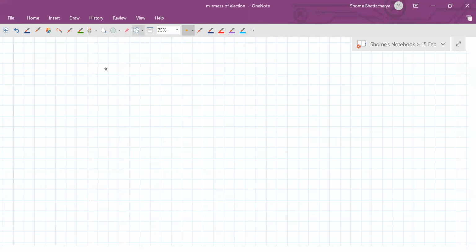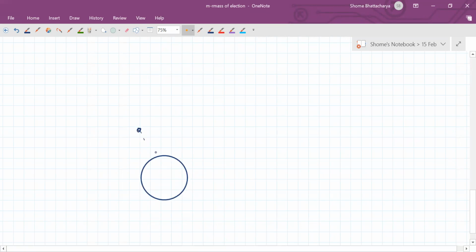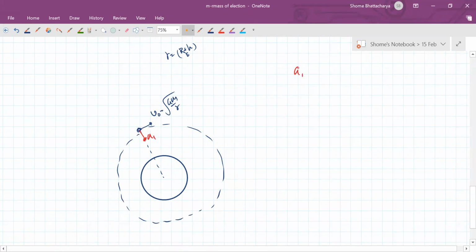Yeah, so see what's happening is that at the moment just before firing the rocket, it has an orbital speed which is square root of GM upon r, where r is the radius of the Earth plus h. So it's in a circular orbital path, and it has an acceleration a1, and that's only equal to GM by r squared.